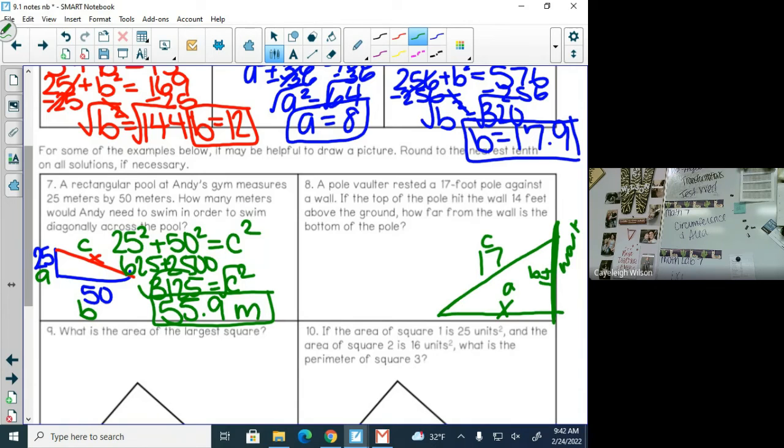Again, it doesn't matter which one's A and which one's B. The only thing that matters is that C is the hypotenuse. So I'm going to let you all solve that. One decimal place.